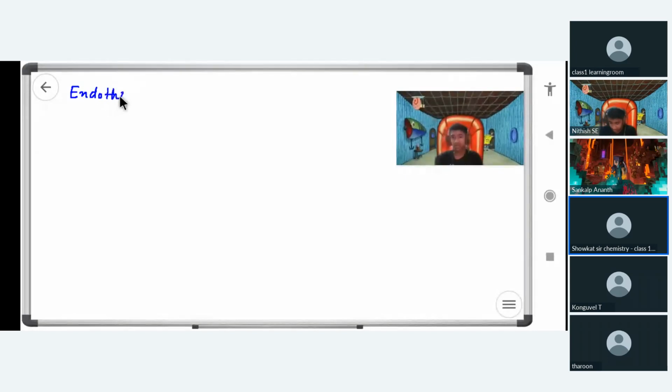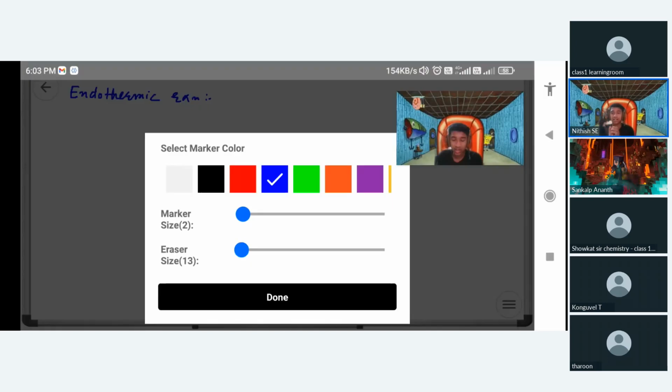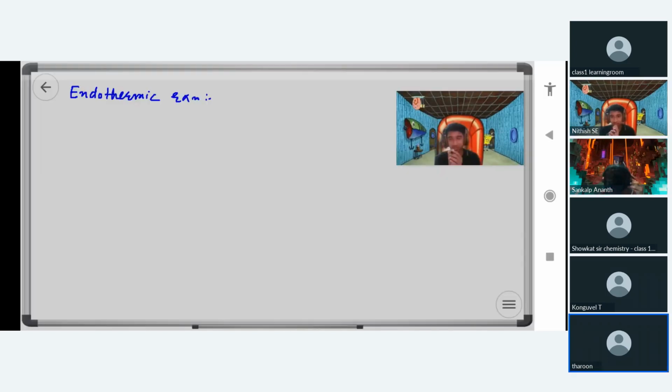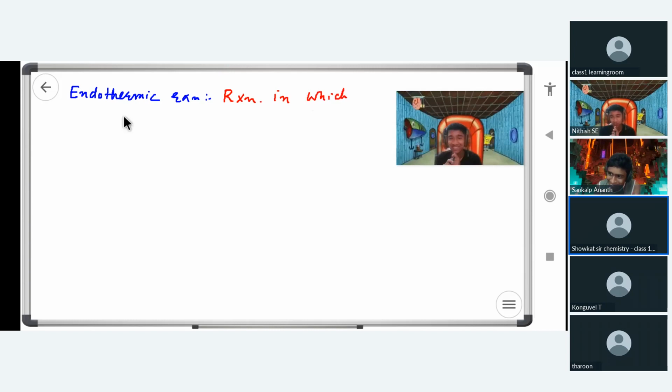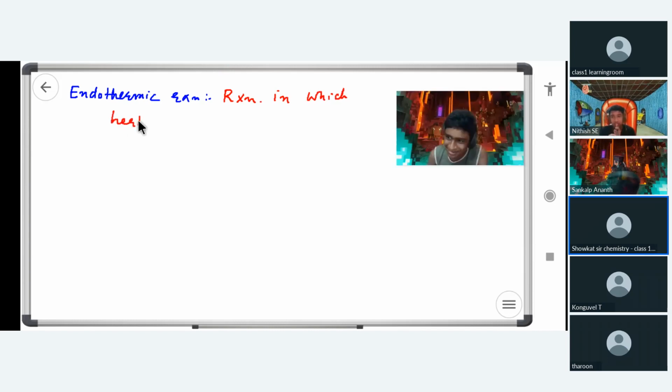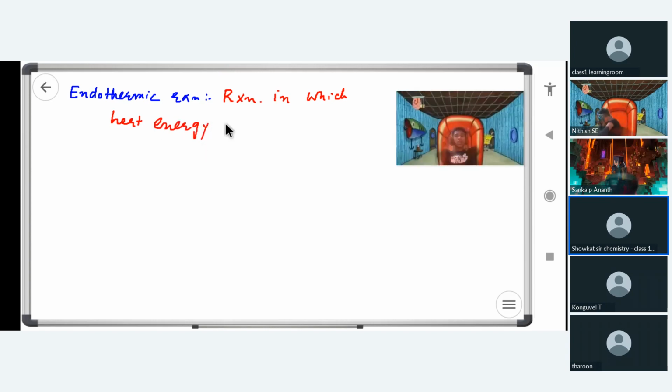Endothermic reaction. So can you now tell me what is an endothermic reaction? Sir, a reaction that absorbs heat. Absorbs heat energy. Yes, so it is that type of reaction in which heat energy is absorbed, right? Yes, sir. In which heat energy is absorbed. So that is known as an endothermic reaction.